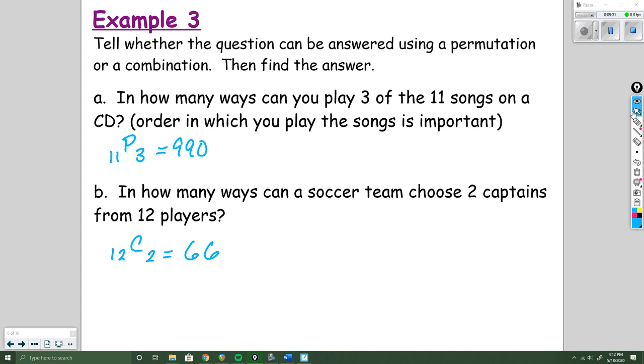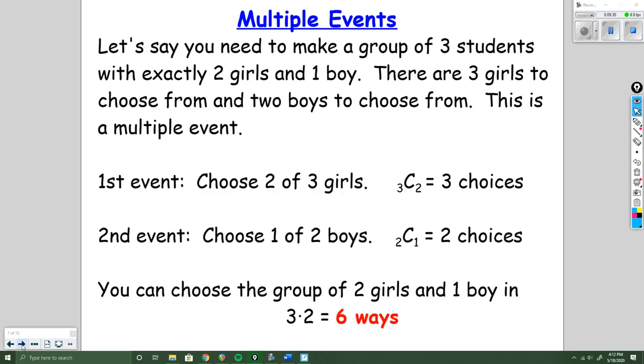Now let's go in and talk about multiple events. What if multiple events are occurring? All right, so let's say you need to make a group of three students with exactly 2 girls and 1 boy. There are 3 girls to choose from and 2 boys to choose from. This would be a multiple event. So what we would do is break this down into 2 independent events: choosing the girls and then choosing the boys.